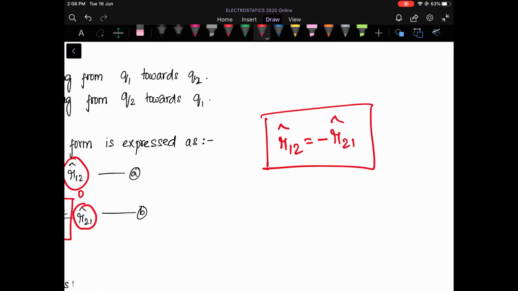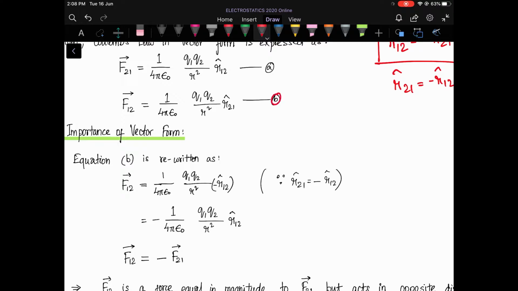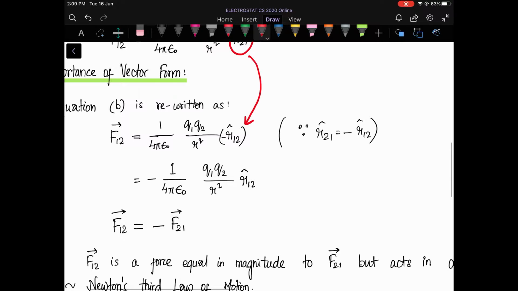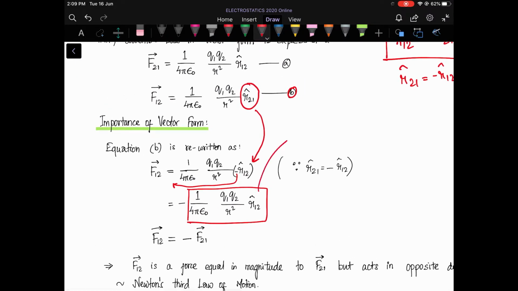This minus sign you can write on any side, so I can write r21 must be equal to r12 with a minus sign. When we do that, in our equation B, we simply can replace our r21 unit vector and write it as r12 with a minus sign. And this minus sign can be taken out and placed in front. When we do that, we are going to get this part, which is nothing but equal to your first equation here. That means it represents F21.